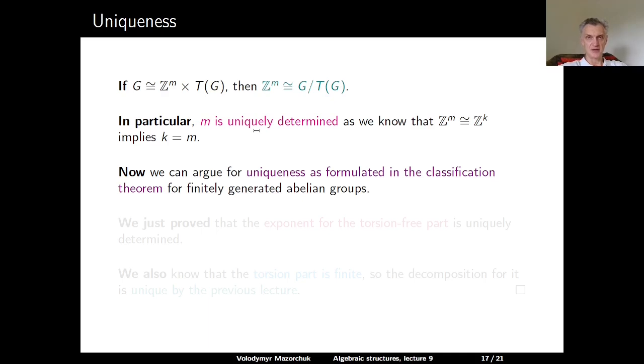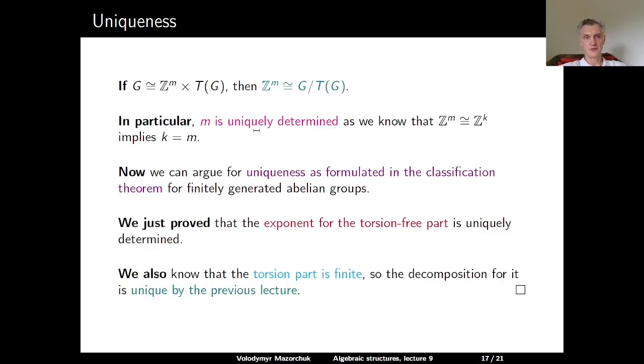But the torsion part, we already established that the torsion part is a finite abelian group, and uniqueness of decomposition for finite abelian groups was established during the classification of finite abelian groups. So together with the fact that the torsion-free part is uniquely determined, we complete the proof of the main theorem. So we establish that the decomposition in the main theorem is indeed unique up to permutation of factors.